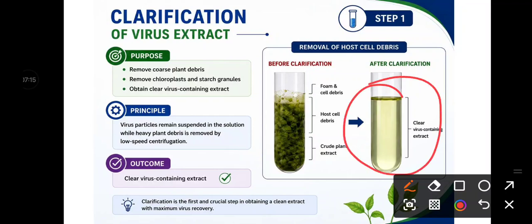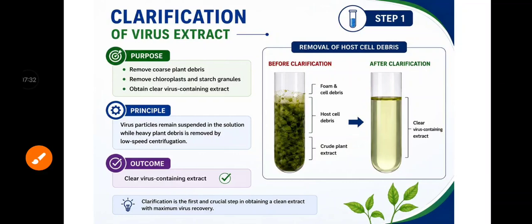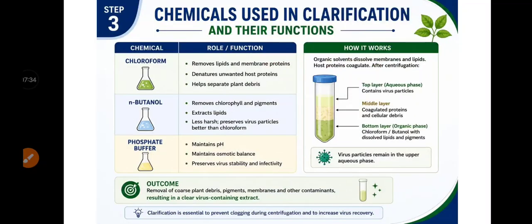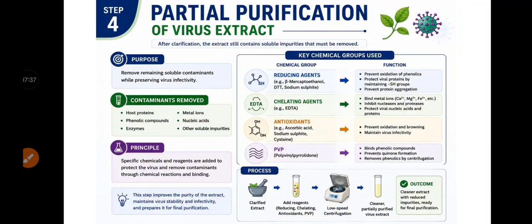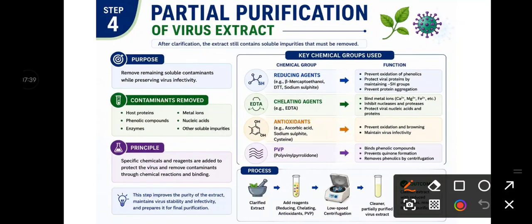But still this contains some soluble proteins, lipids, or some soluble compounds. It is not the pure virus. So to get pure virus, it will be further subjected to partial purification and final purification. So first, the partial purification process. After clarification, the extract still contains soluble impurities that must be removed. So the main purpose is to remove the soluble contaminants while preserving the viral infectivity.